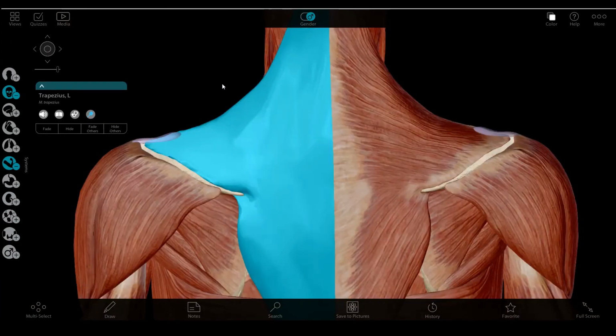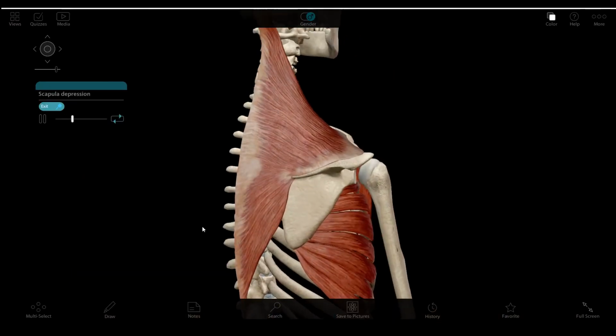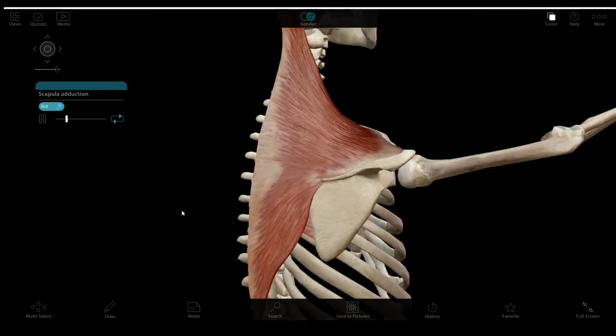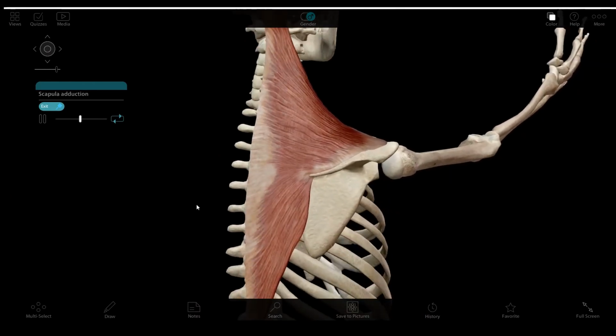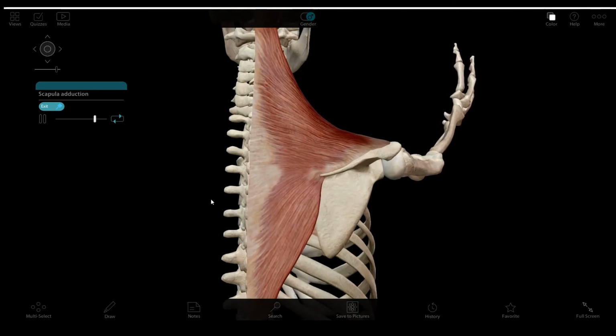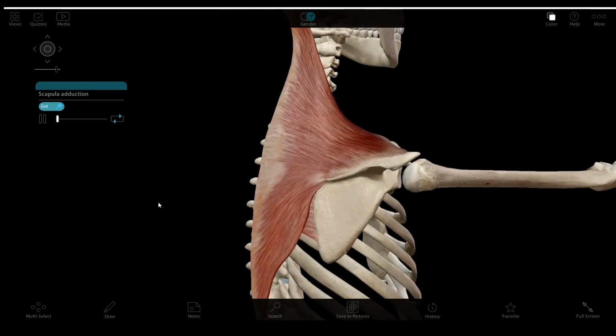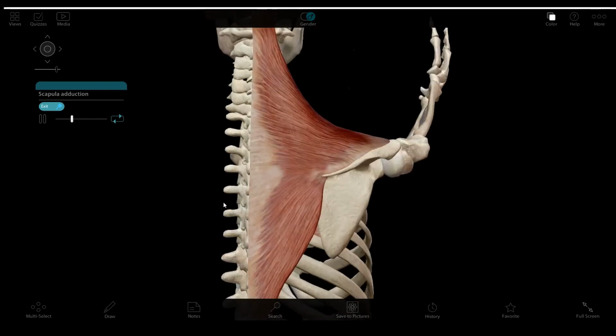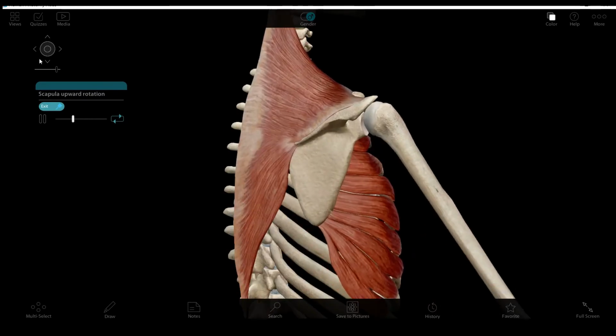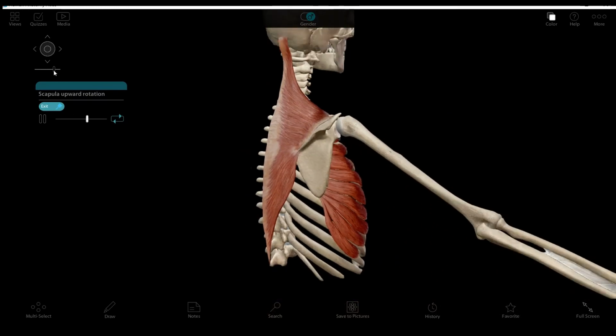So their function is assisting in rotating the scapula during the abduction of humerus and elevating the scapula and depressing it. So this is how it depresses the scapula. This is the way how it adducts the scapula when you bring your shoulder backward. And this is the upward rotation movement.